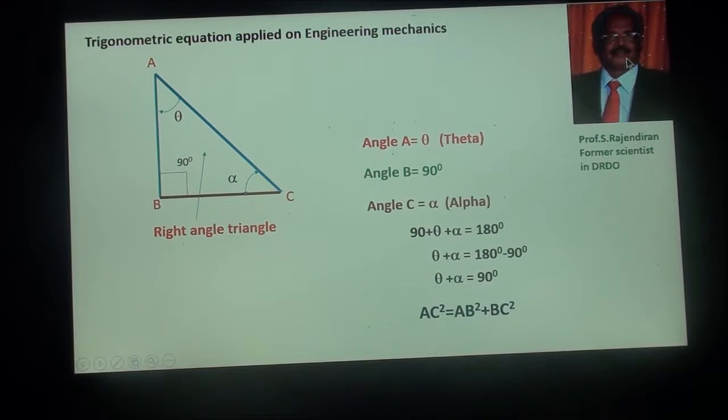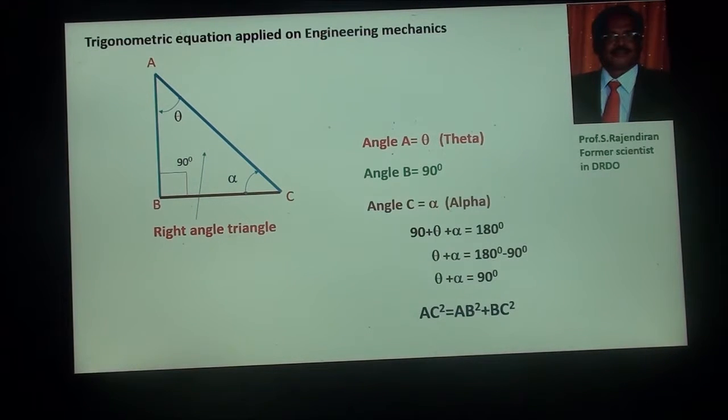I am Professor Rajendran, trying to make an attempt to make the student understand trigonometric equations, how best they are used in engineering mechanics. And this is the base and fundamental for any student.